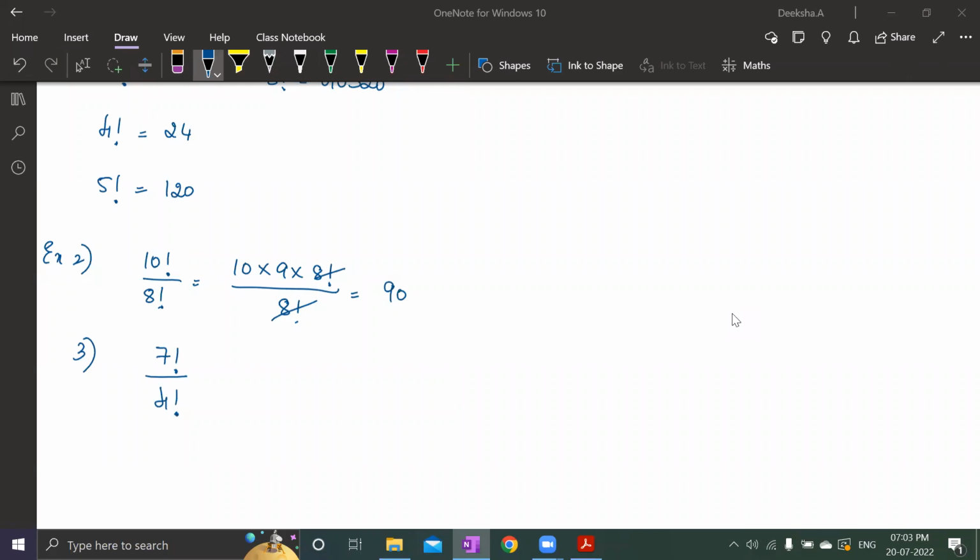Yes, it is 210, correct. So we have to expand 7 factorial until we reach 4 factorial: 7 into 6 into 5 into 4. We'll stop here because we have 4 factorial in the denominator, which gets cancelled. 6 into 5 is 30. 30 into 7 is 210. So we get 210. This is when we have division. Suppose we have something like this.